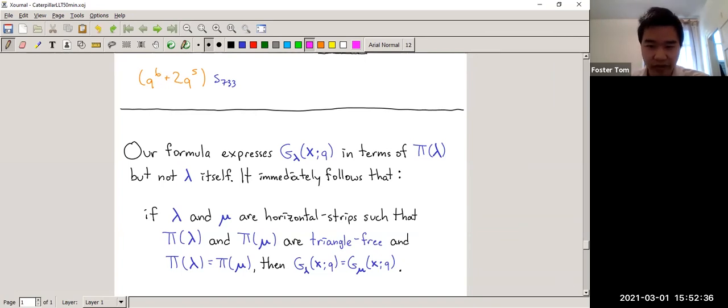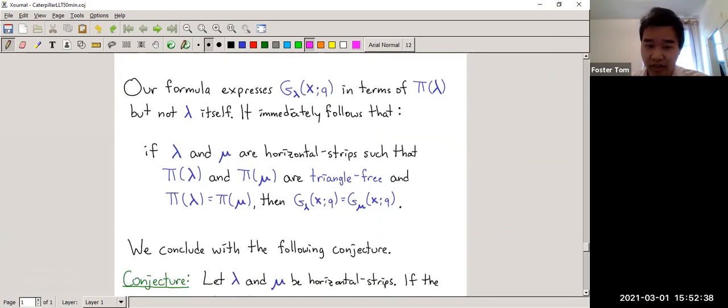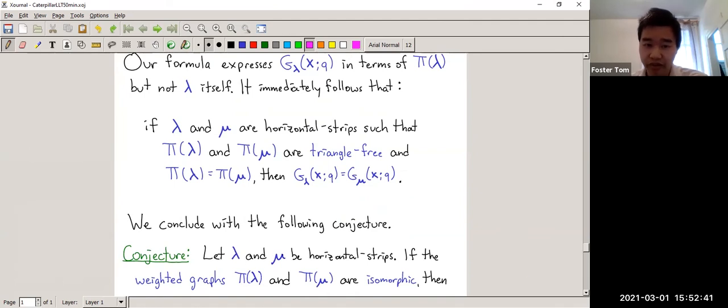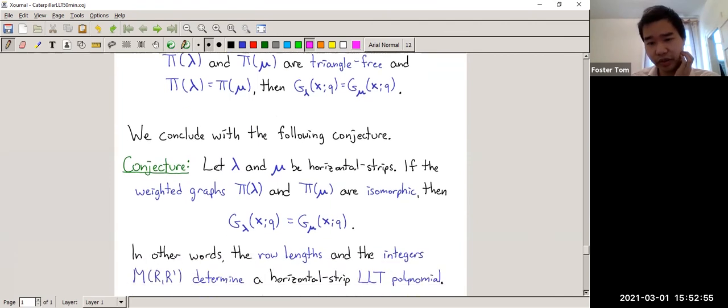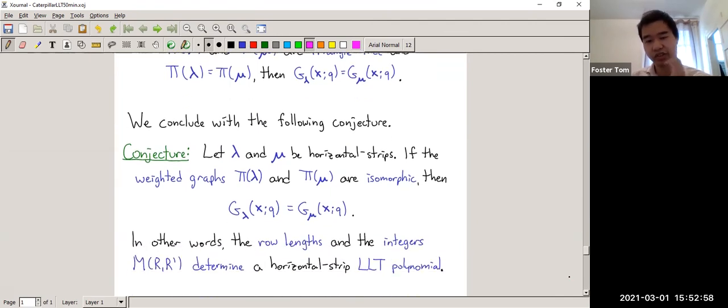I actually believe that really this happens in general. So whenever I have 2 tuples of rows, and the weighted graphs don't even need to be the same, but if they're isomorphic, so if I just relabel the vertices, then I believe that the corresponding LLT polynomials are equal. In other words, all you need to know is just the length of the rows, and these funny integers that I've been interested in, which tell you the maximum number of inversions between different pairs of rows. And if you have this information, you'll be able to determine the horizontal strip LLT polynomial.